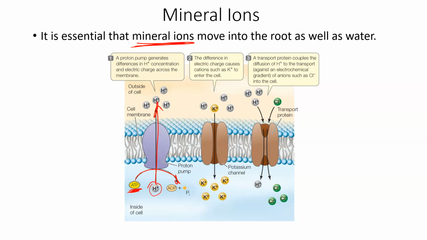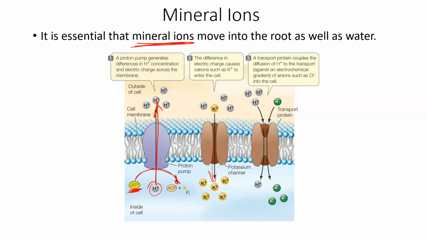The difference in electric charge causes the cations, such as the potassium ions, to enter the cell. Okay, so this is a potassium channel. They are going from low to high, from outside to inside. That is also a form of active transport, but it is using the flow of H+ ions to power the potassium channel. It's not using ATP in this case.